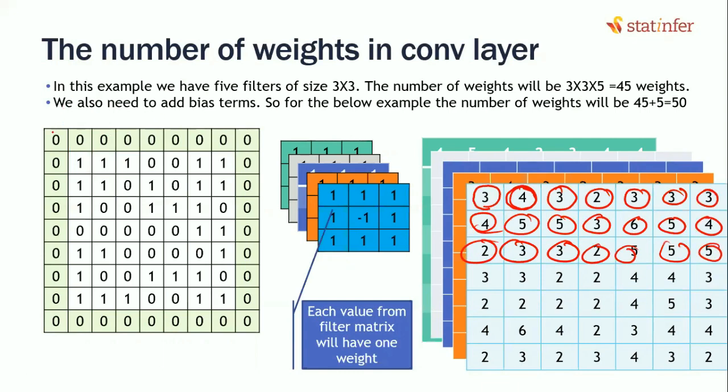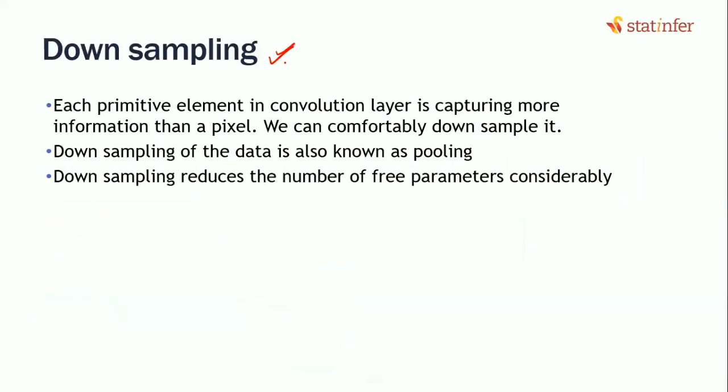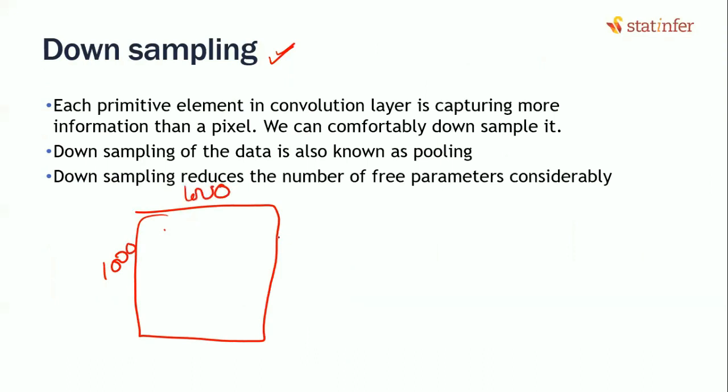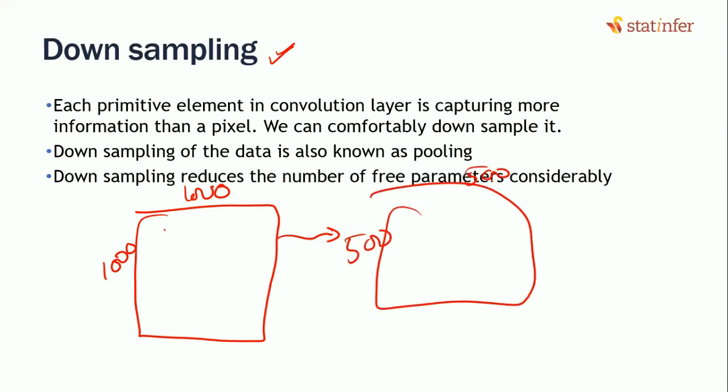Think about it once again. How is this number 3 obtained when you apply the filter on top of this? If you're applying a 3 by 3 and then applying this one, there is a lot of repetition of information. Then we can comfortably do something called downsampling. In downsampling, we just take a subset. So if the image is 1000 by 1000, after adding the pooling layer it will simply be 500 by 500. We will reduce the image.